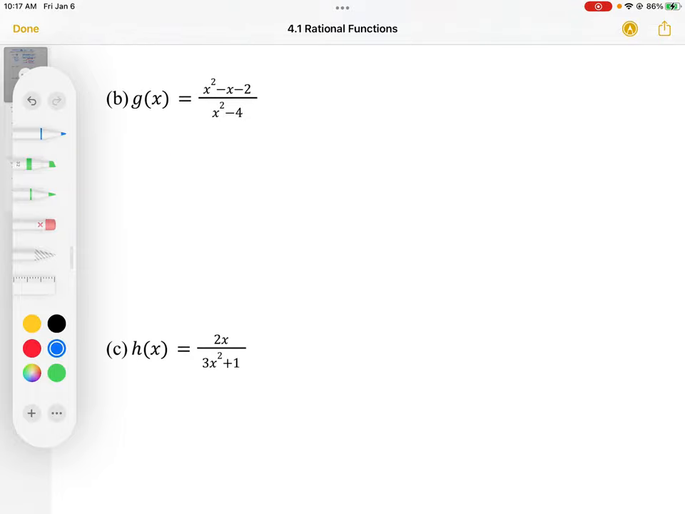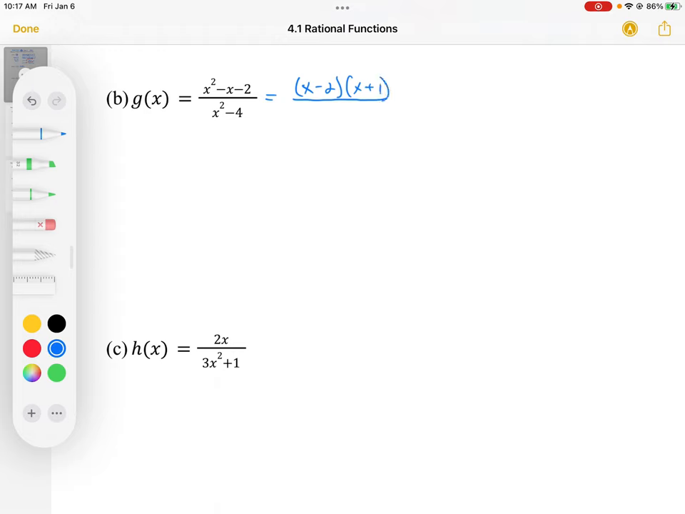So we have g of x is equal to x squared minus x minus 2 divided by x squared minus 4. So anytime you're dealing with rational functions, it is a good idea to factor both the numerator and the denominator. And even though we only need the denominator to answer this question, I'm going to factor the numerator while I'm here. So we got x minus 2 times x plus 1.